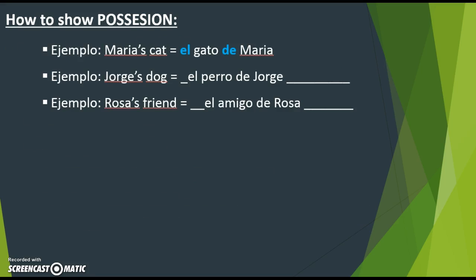Ahora, para decir Jorge's dog, you would say el perro de Jorge. The dog of Jorge is what it literally means. Rosa's friend is el amigo de Rosa. So as long as you always follow that pattern, you'll be able to show possession very simply.